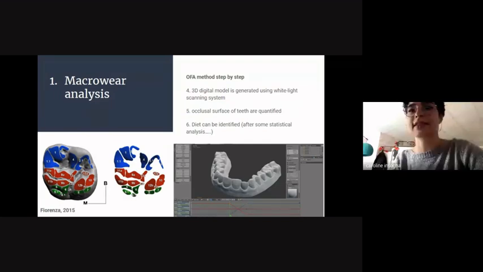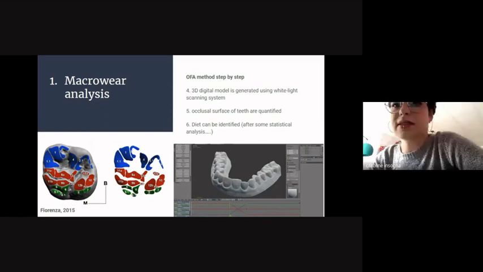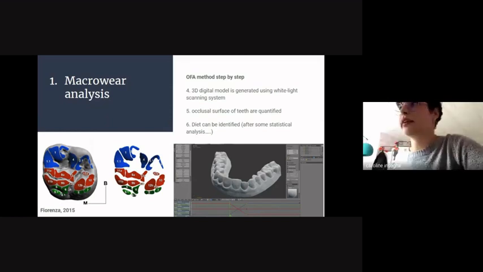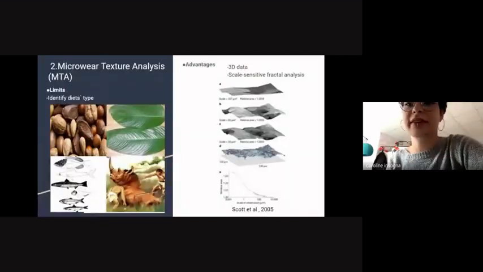So now we can see micro texture analysis with Asna.